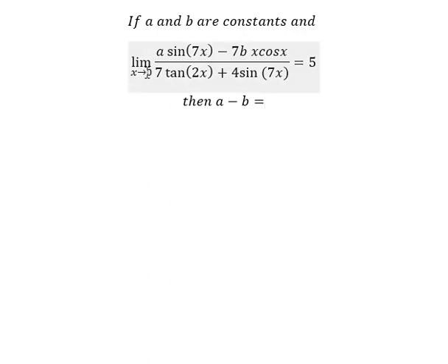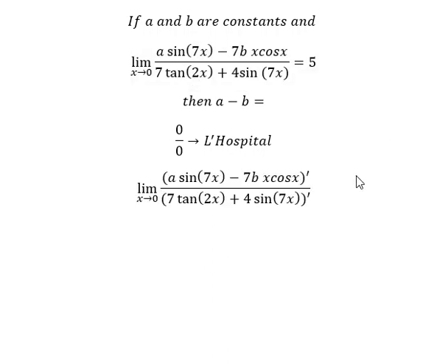When x approaches number 0, we put number 0 in here, here, here, and here. You get 0 over 0. So in this situation, we need to use L'Hopital's rule. That means we need to take the first derivative of the numerator and denominator. So that should be like this.